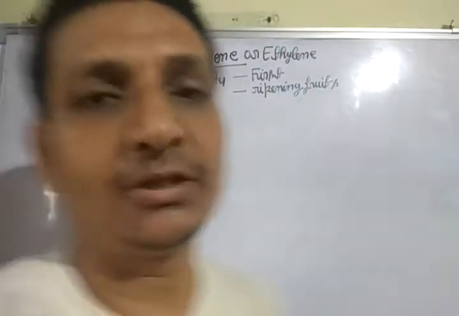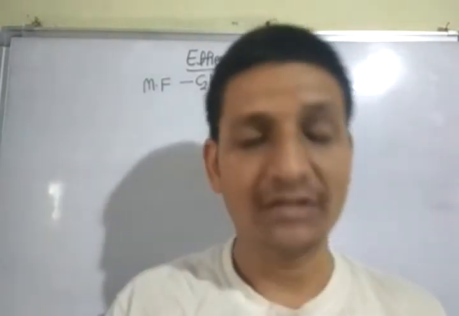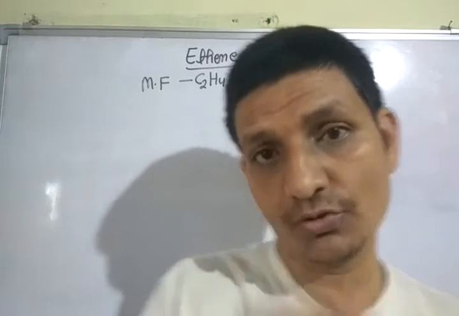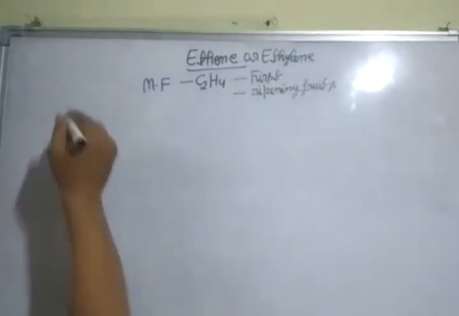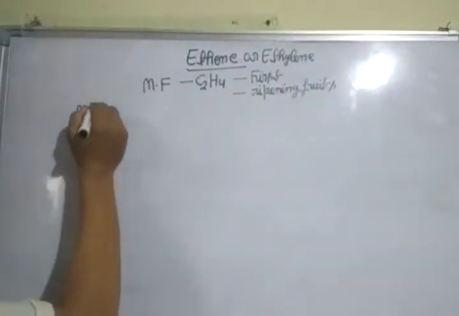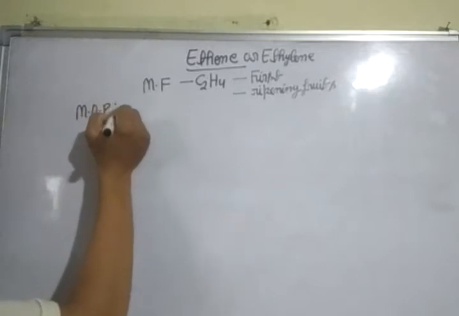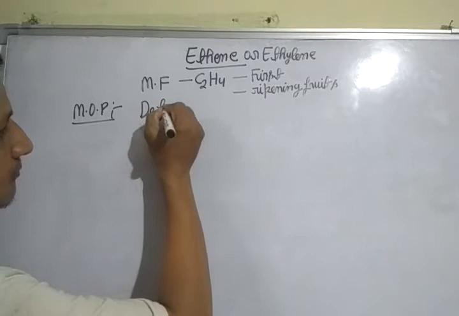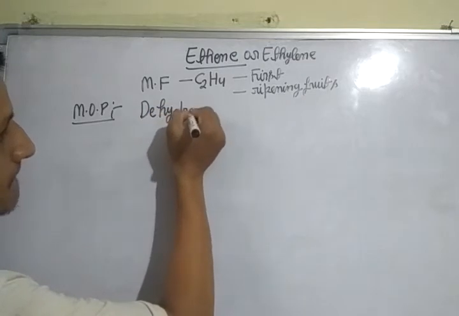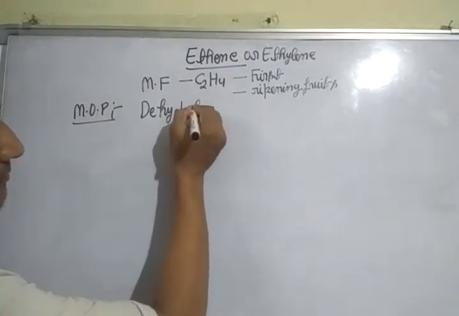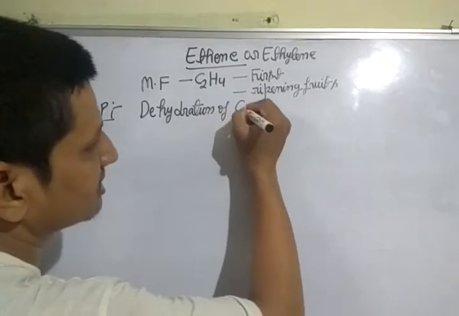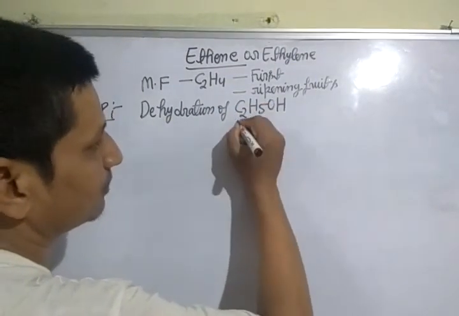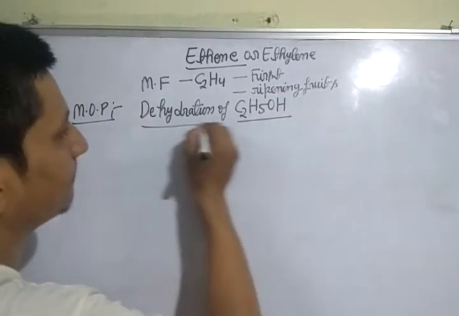After this, the method of preparation of ethene. Number 1, dehydration of ethyl alcohol. C2H5OH is called ethyl alcohol.